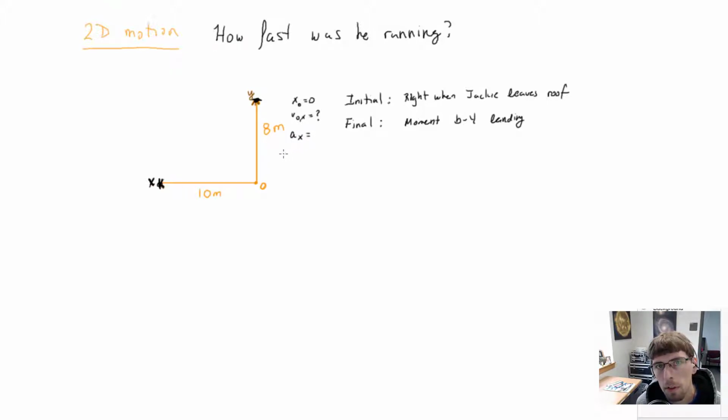What's a good approximation to make here to help us do the problem? We're going to assume that there is no acceleration in the X direction. In other words, we'll assume 0. And usually you'll see this when you see phrases like neglect air resistance, or assume no friction.